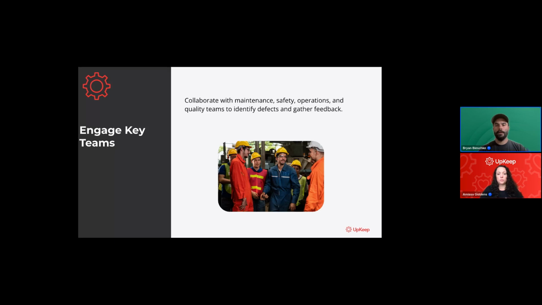All right, and then this is a huge one. Collaborate with maintenance, safety, operations, and quality teams to identify defects and gather feedback. It's very likely that there are things happening that you are not aware of as maintenance professionals. It's the death by 1,000 cuts. It's the things that the operator does every single morning during startup to get that machine to move. Oh, I got to move this prox switch a little bit, then it'll fire up. Or I can only run the belt at this speed in the morning or it'll fault.